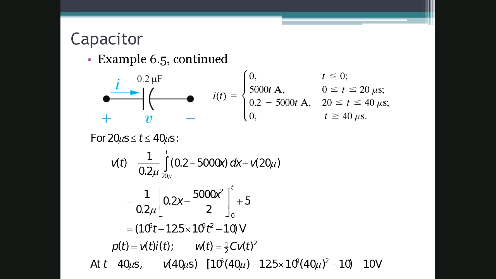Again, continue with the same problem, but moving forward. I'm only going to box in the last two parts because we've already worked on the first two parts on the previous slide. So now we're at this point right here, looking at what's happening to this capacitor between 20 and 40 microseconds, and then what happens for times greater than 40 microseconds.